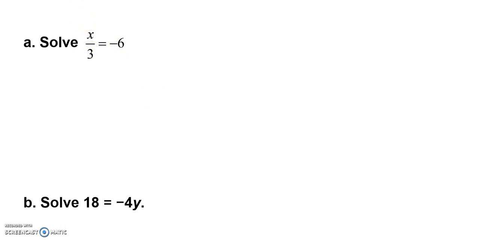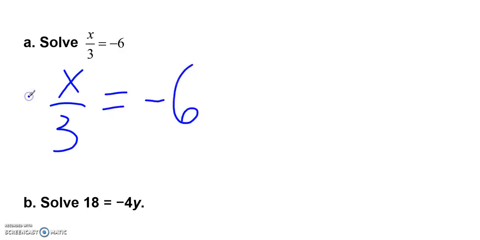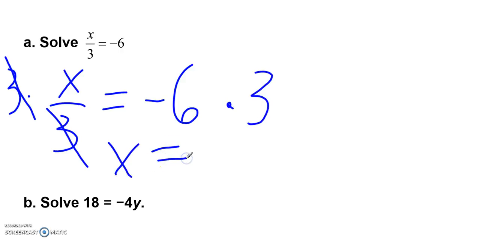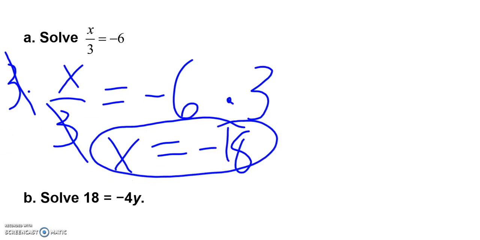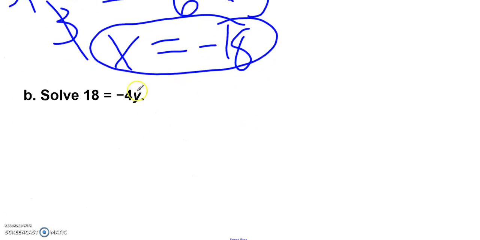So I'm just going to rewrite the problem so I have a little more space. So I'm going to multiply, because this is a division problem. So multiply, this is going to cancel, and then multiply by 3 over here. So x equals -6 times 3, which is -18. And that's our answer.